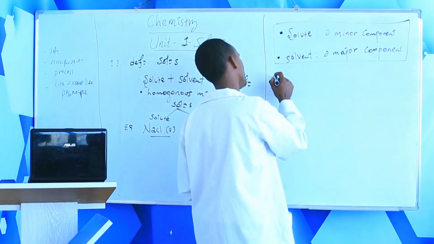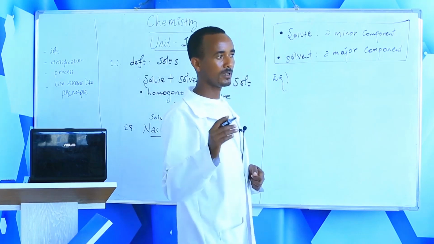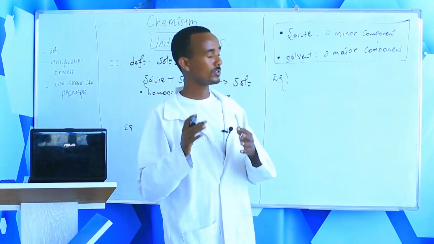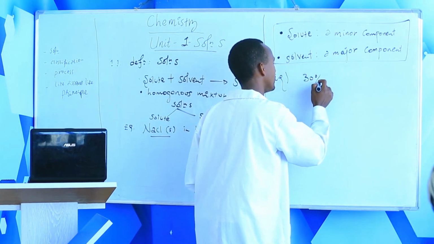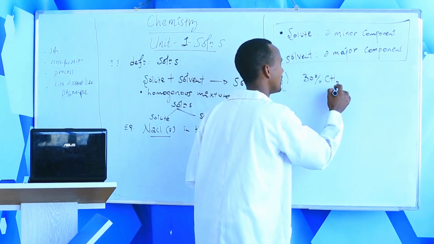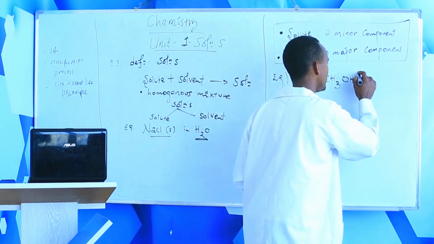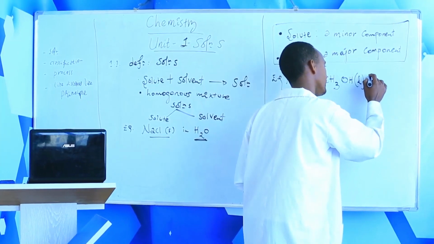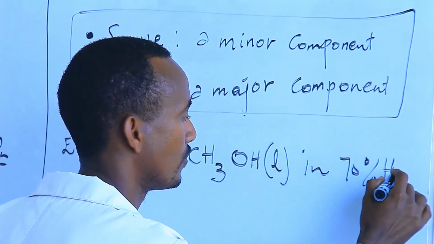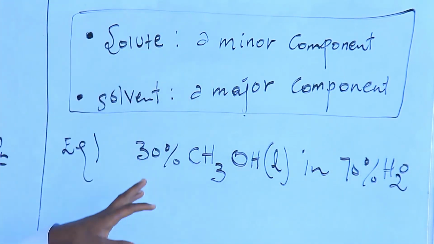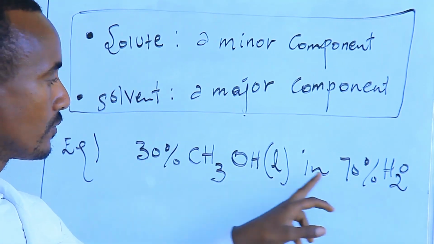For example, take this example. Okay? If you make a solution by dissolving 30% of methanol, a liquid, in 70% of water, both of the components, the methanol and the water, appear in the form of liquid.